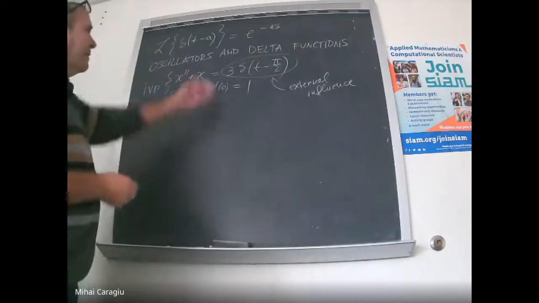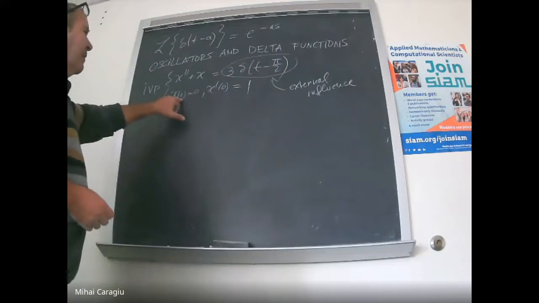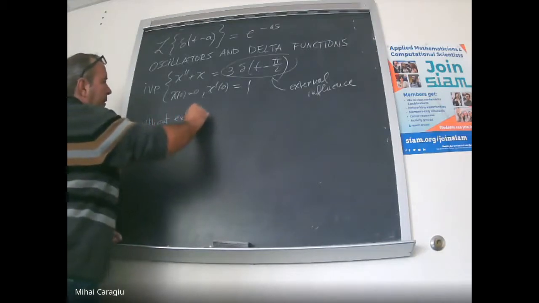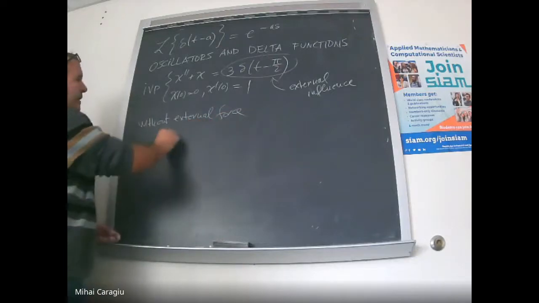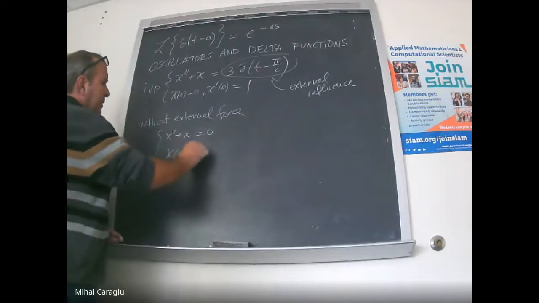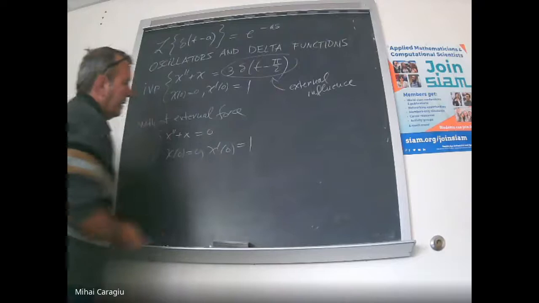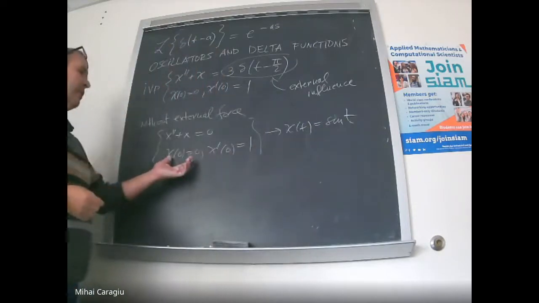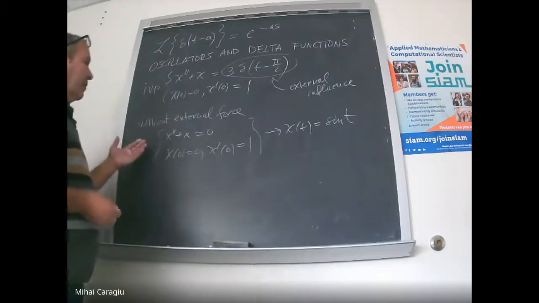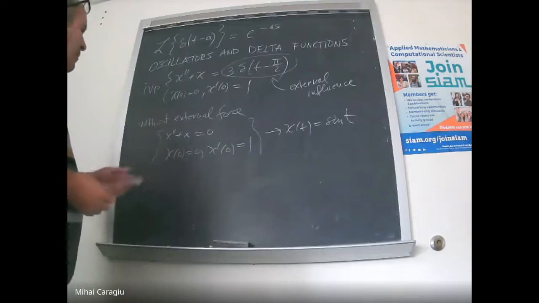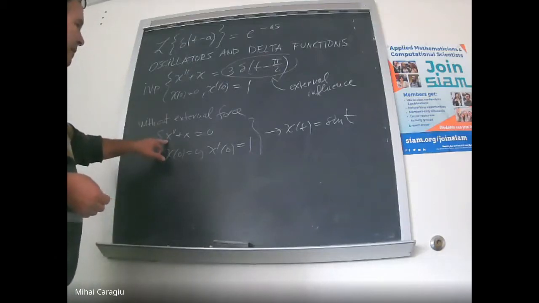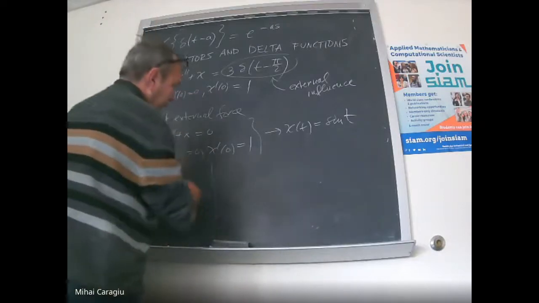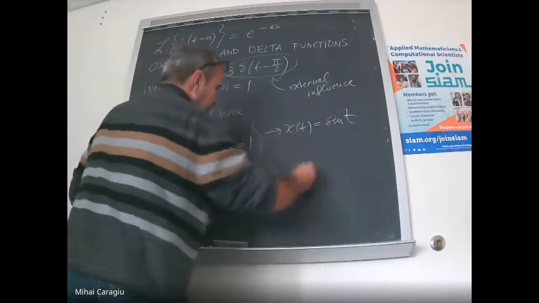And without this external influence, it will be x second plus x equals 0, and x of 0 is 0, and x prime of 0 will be 1. That will be sine t. So in this case, we get x of t will be sine t, because sine t at 0 is 0, and its derivative, which is cos t at 0, is 1. So a basis of solutions for this linear homogeneous constant coefficients equation is cos t and sine t. So the solution without external influence will be just sine t. So without this external influence, the oscillator will evolve always like a sine t forever.